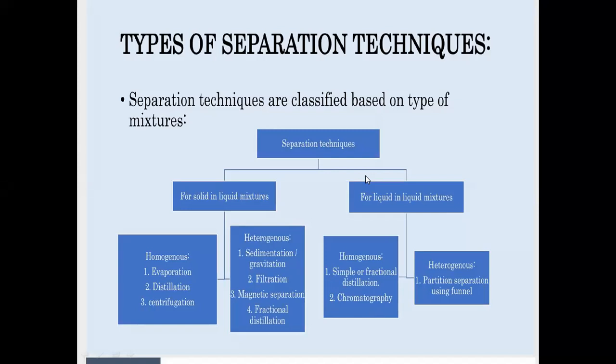Then the second one is filtration. Normally, the solid is present in a liquid, and that solid is not dissolved in the liquid. For example, if soil is present in water, you can separate it by filtration. Then there is the magnetic separation method, and the fourth one is fractional distillation. So if the solid is present in a liquid and it is homogeneous, you can use evaporation, distillation or centrifugation. And for heterogeneous mixtures, sedimentation or gravitation, filtration, magnetic separation or fractional distillation.